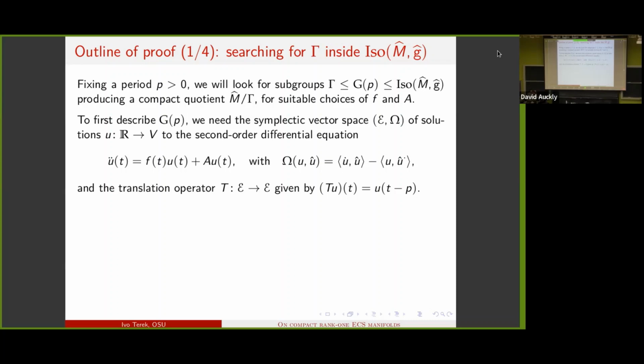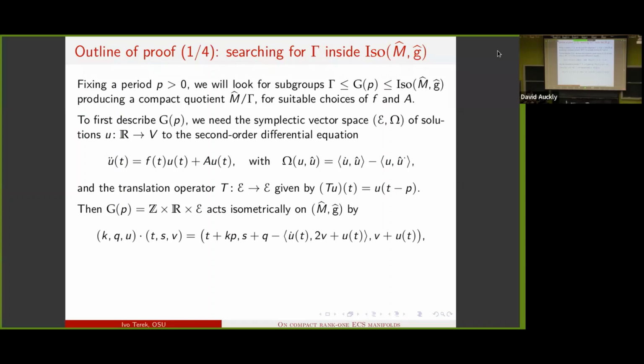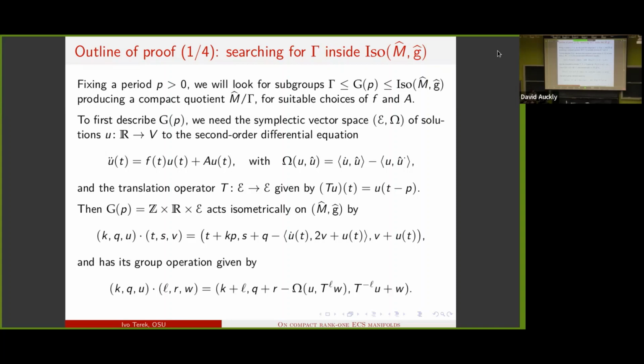Okay? So we'll be looking for gamma inside your group GP that's built from this data, and it's actually a product between integers, the real line, and this E, and we have this very specific and explicit formula for the action. The point of me showing those formulas is not having to remember them. The point I'm trying to make here is that all the calculations can be done explicitly. And the group operation is also given by this formula in terms of this translation operator, okay?